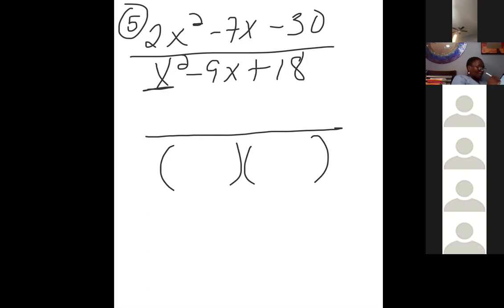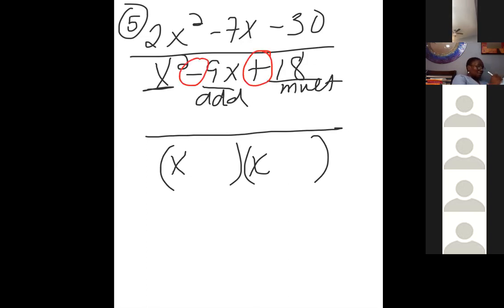X squared factors into x, x. And in 18, you want to find two numbers that multiply to give you 18 and add to give you a negative 9. So what would those two factors be, guys? By the way, since the 18 is positive, and of course, the 9 is negative, you would have two negative factors. So what are two numbers that multiply to give you 18 and add to give you negative 9? Very good. Negative 3, negative 6. There's your two factors.